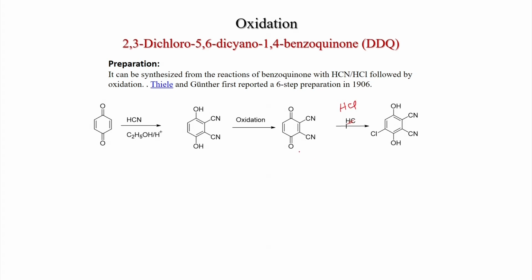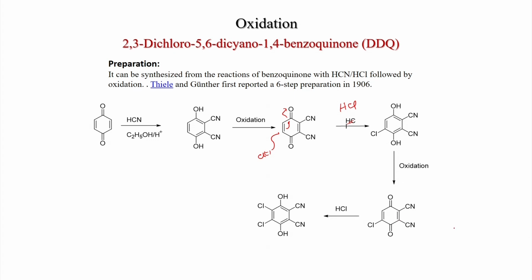So, HCl adds here, Cl minus adds here, and then after aromatization you get this hydroquinone and again oxidation to quinone and then another Cl will come with HCl. So, again it will react like this and then after aromatization you get this hydroquinone and oxidation again you get the quinone. So, this is DDQ. So, 2 cyano groups on one side and 2 chloro on the other side and the keto groups are in para position to each other. So, 1,4-parabenzoquinone.